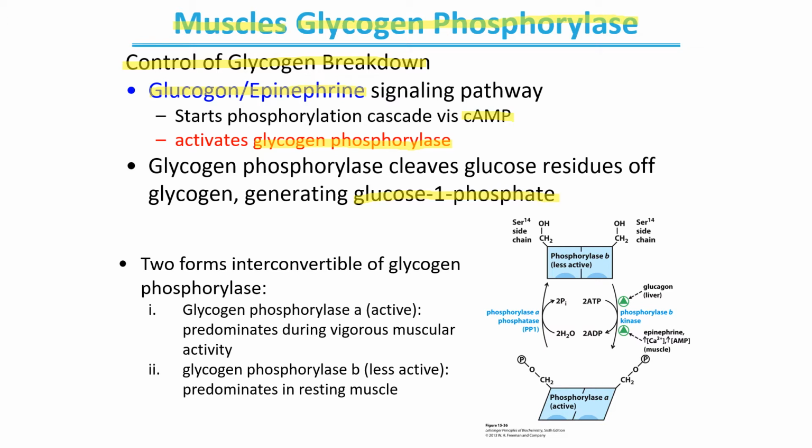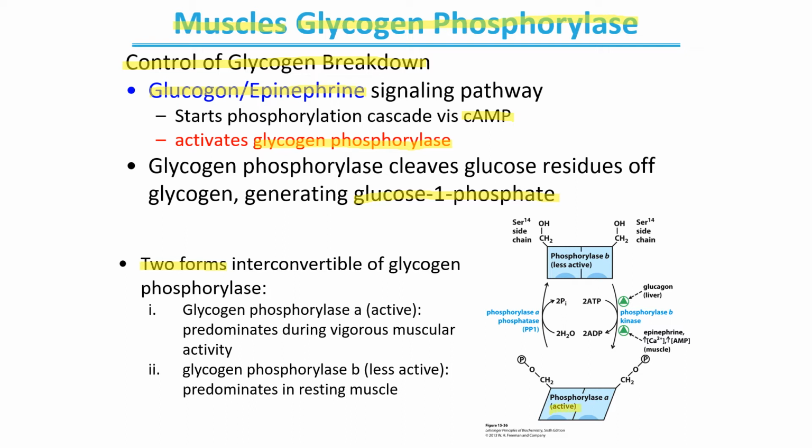Later on, we converted this to glucose 6-phosphate with the help of the phosphoglucomutase enzyme, but that is not mentioned here. So let's stick to the product glucose 1-phosphate, which is broken off from glycogen one by one by the glycogen phosphorylase enzyme. The point to note here is that glycogen phosphorylase can exist in two interconvertible forms, one of which is active and one inactive.